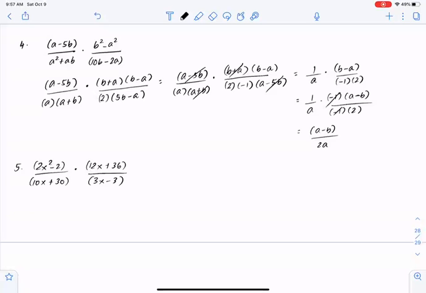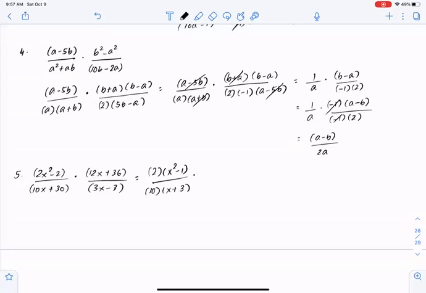So, going to simplify the first rational expression. So if I pull 2 out, x squared minus 1. If I pull 10 out from the denominator, I'll have x plus 3.